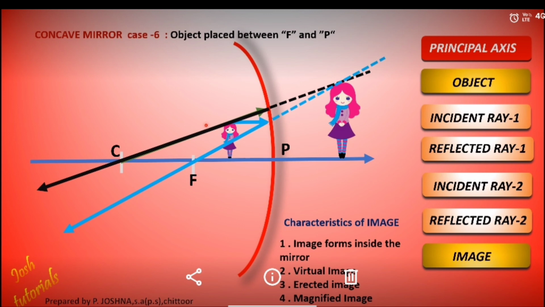From this I am ending. I am thinking that you are able to draw all the images with the two rules itself.